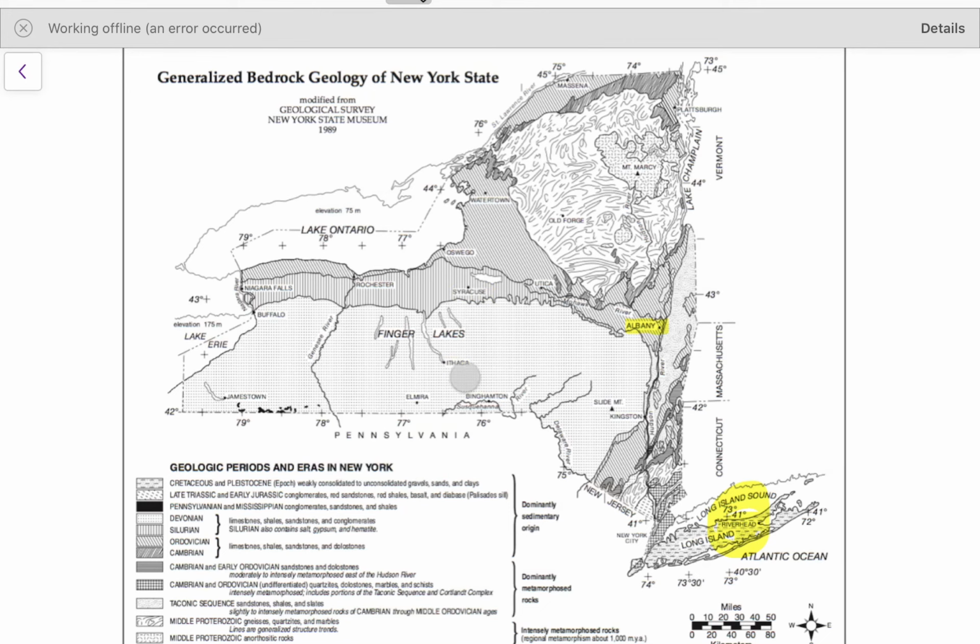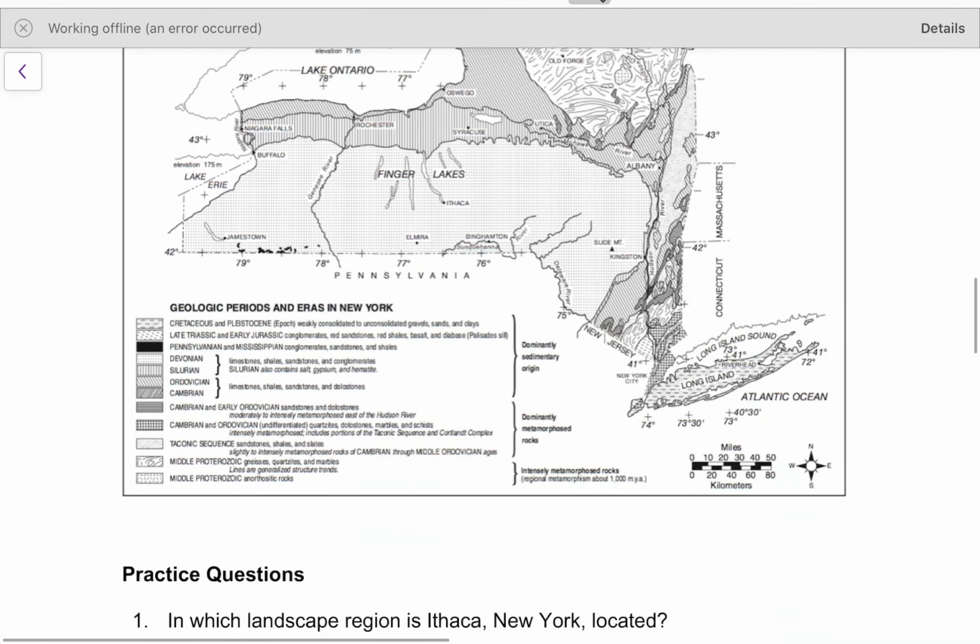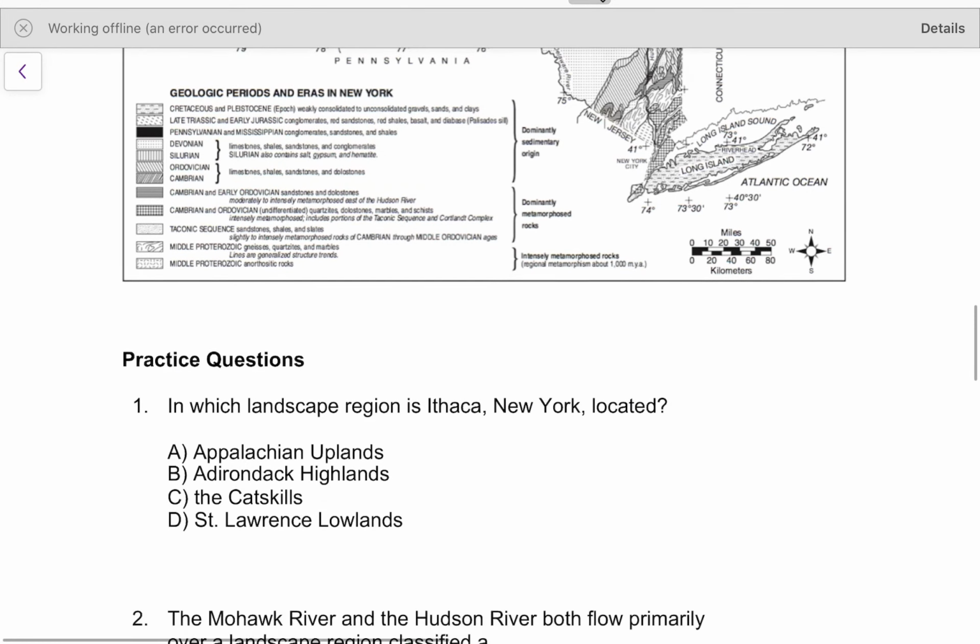So the reason we're taking the time to look at these cities again is because sometimes they will give you a Regents question and ask you to use both maps together. So you'll have to look at both pages 2 and 3 at the same time to try to answer one question. Let's take a look at an example.